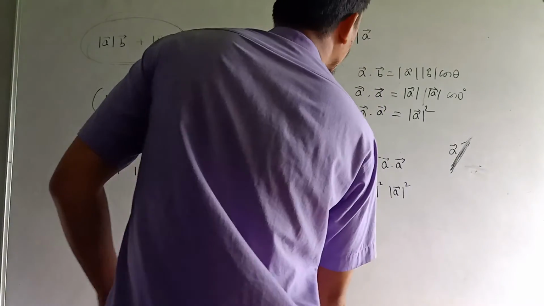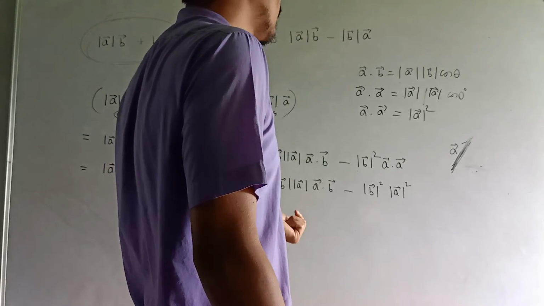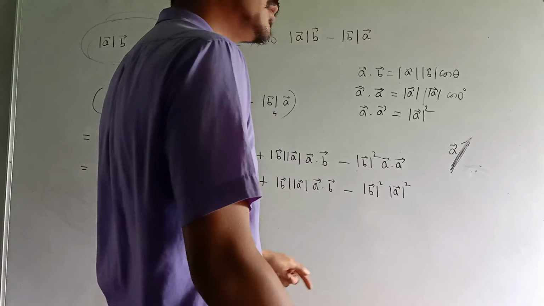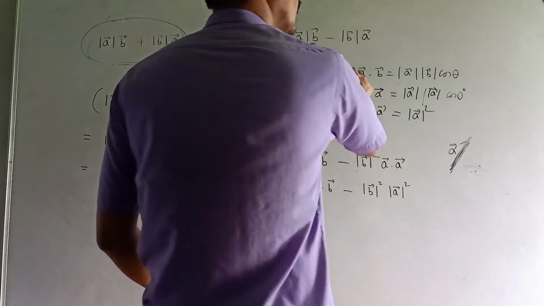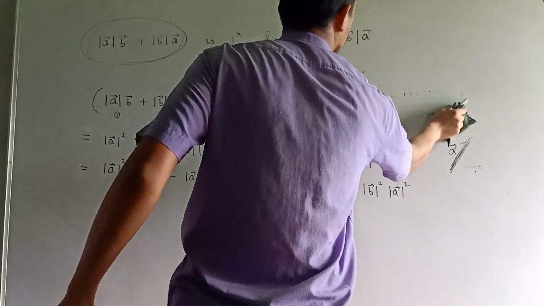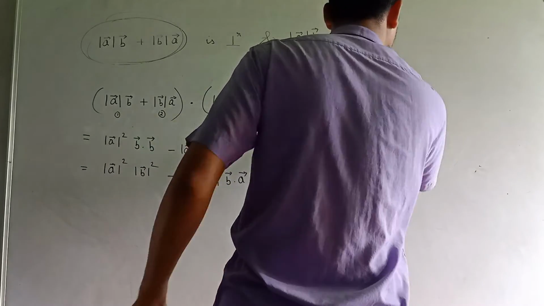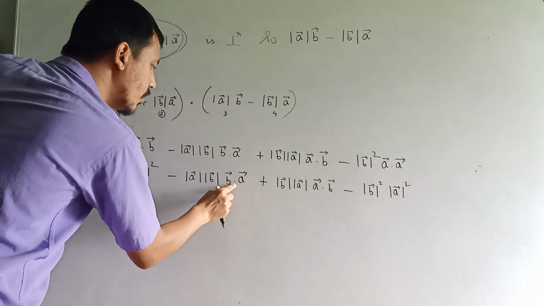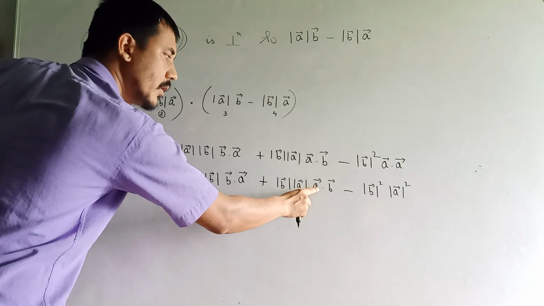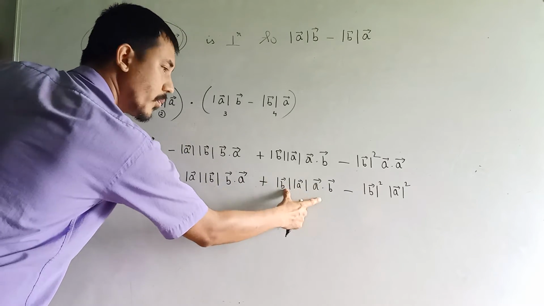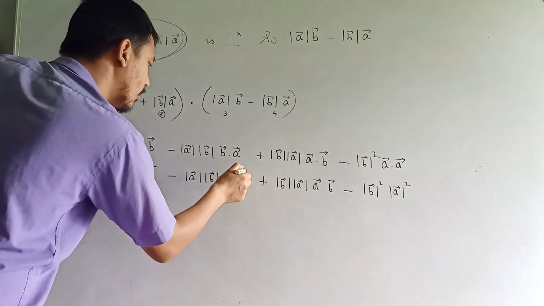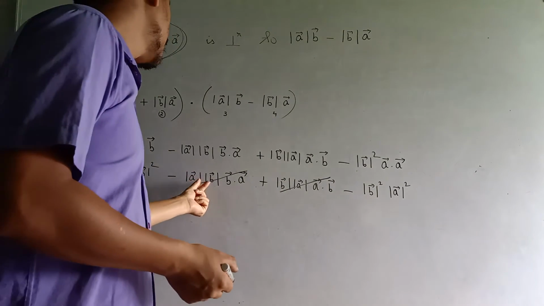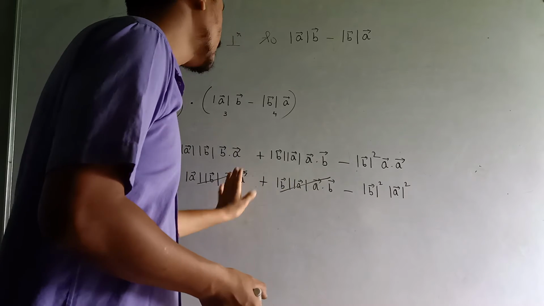For any vector, A dot A will be magnitude of A squared, B dot B will be equal to magnitude of B squared, and so on. This is true for any vector, just a derived result. Now see, B dot A is always equal to A dot B. So they are the same quantity but with opposite signs, so they cancel out each other.